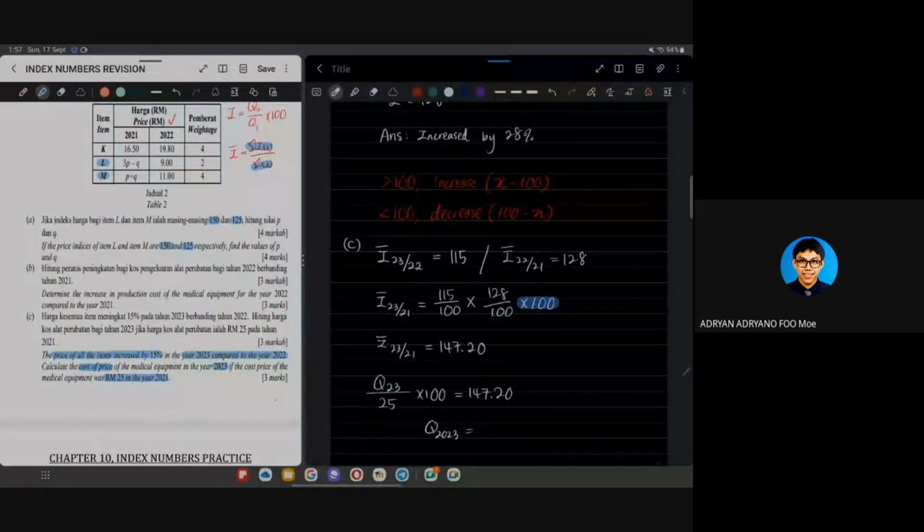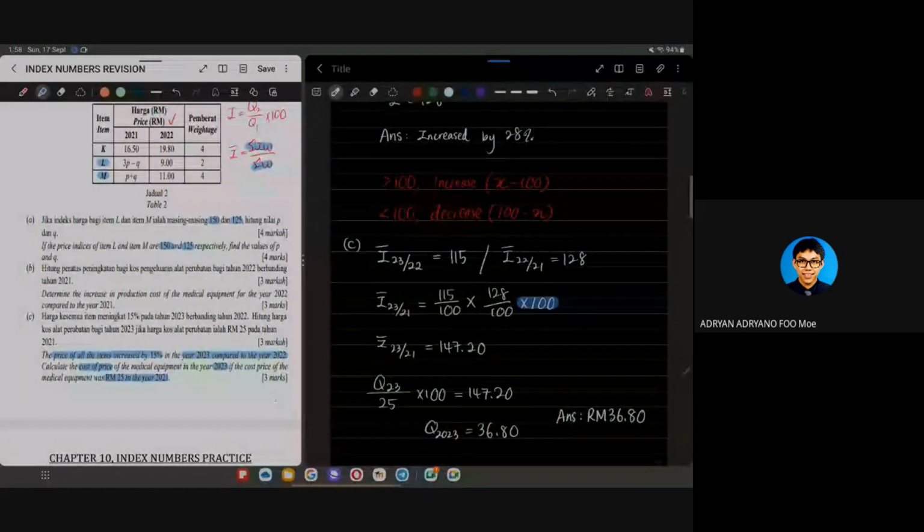Q2023 equals 147.2 over 100 times 25. You will get 36.80. However, this answer will not give you full mark because you don't have the unit. So the answer is RM36.80 because they wanted price. Why did we not write RM for the earlier P and Q? Because they are the value of P and Q, not price of P and Q.